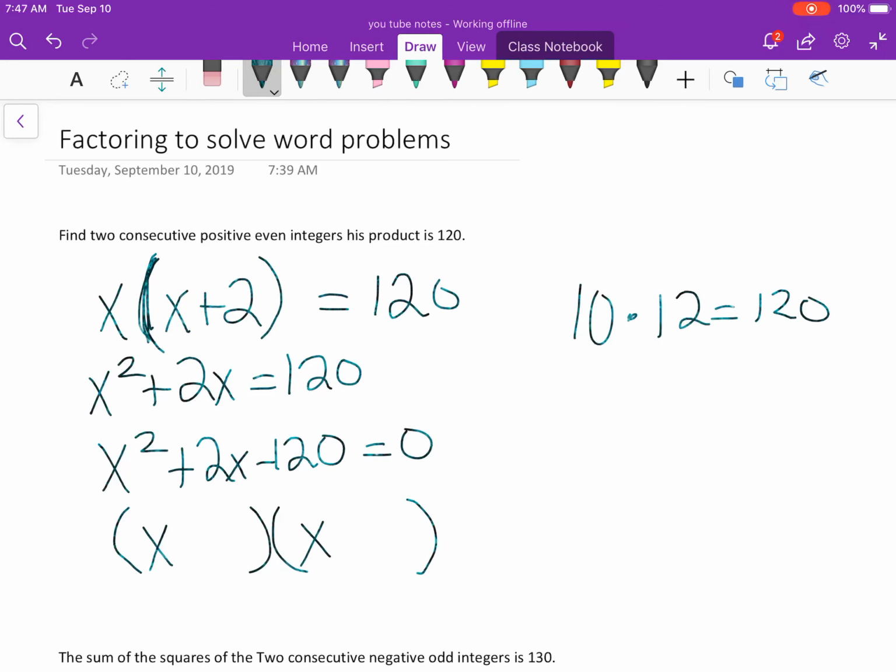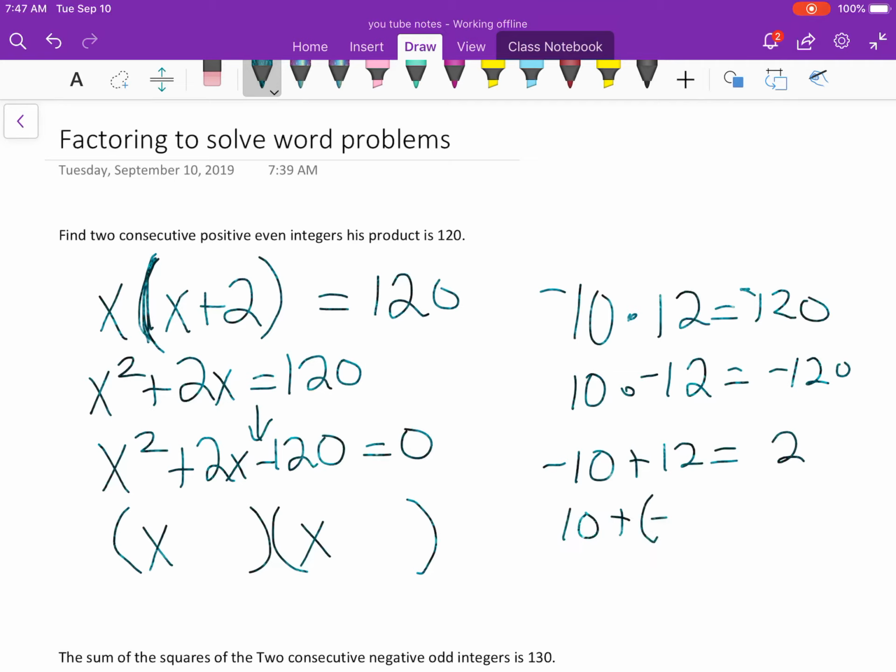And I need it to be a negative though. So you see that negative right there? So it either needs to be a negative 10 times 12 or it needs to be 10 times a negative 12 to give me the negative 120. All right, so they both work. So now what do I do? Well, I look for that 2. I need it to be positive, and that's where I say factors and sums. So negative 10 plus 12 gives me 2, and 10 plus a negative 12 gives me a negative 2.